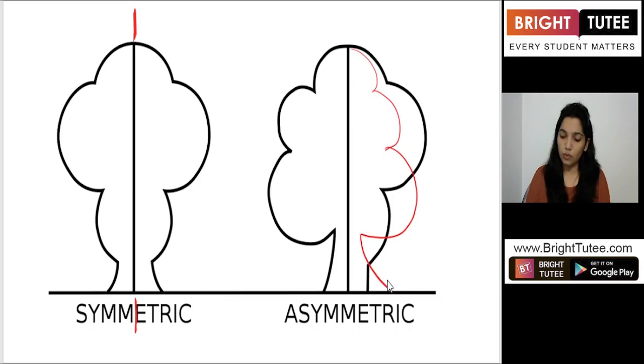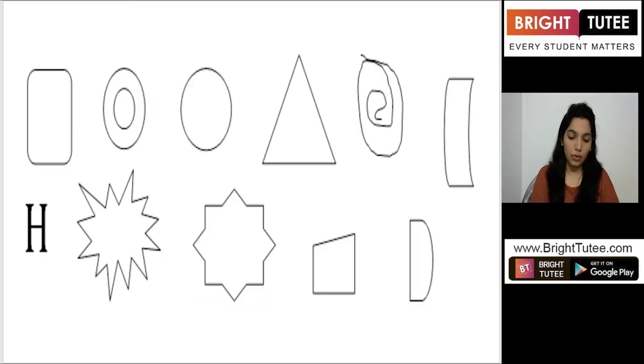But it is not overlapping, so the image is different, right? So these are the non-symmetrical figures. Now here are some more examples. Let us see which all images are symmetrical and which are non-symmetrical. Okay, so look at the first one.